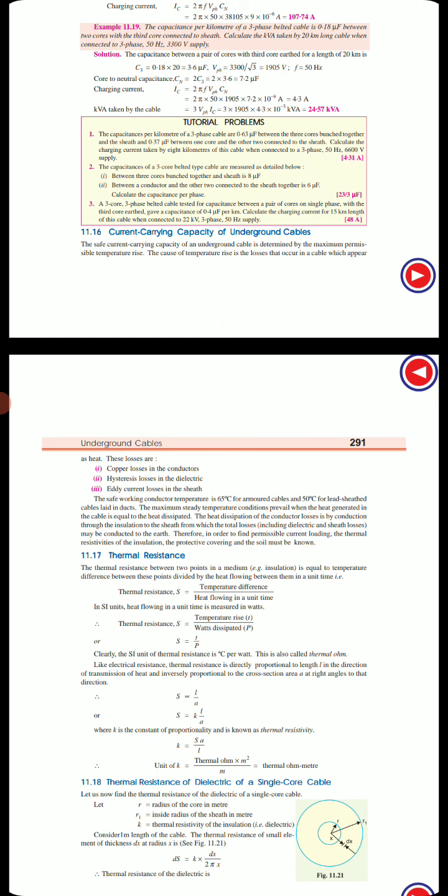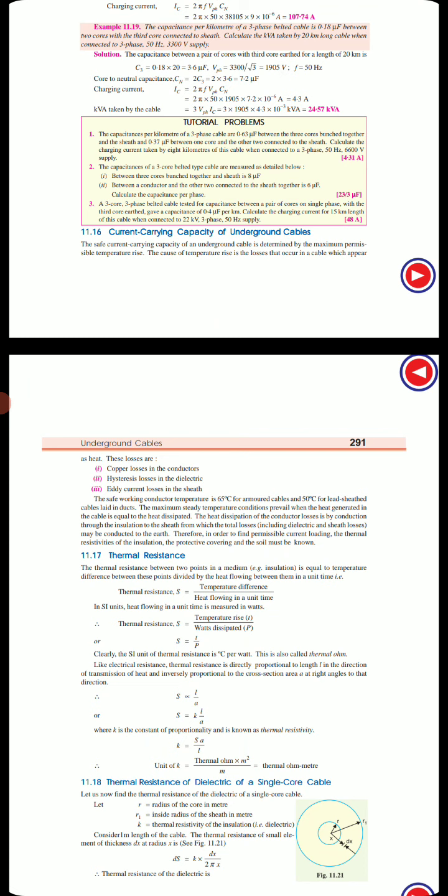So continue with the underground cables, that is module 4. Today we will see the current carrying capacity of underground cables. The safe current carrying capacity of an underground cable is determined by the maximum permissible temperature rise. Obviously we know that permissible current carrying capacity depends purely on its thermal capacity, or how much heat it can withstand.